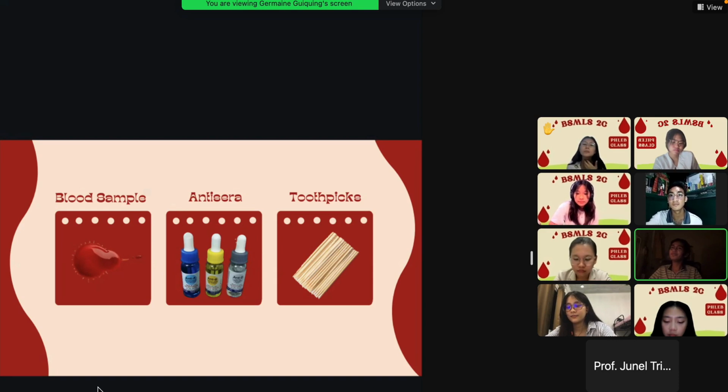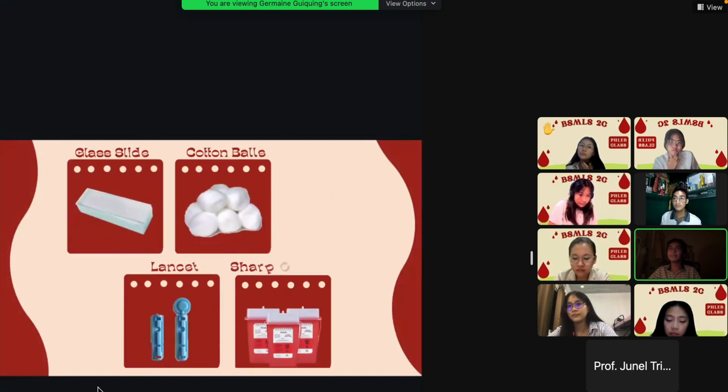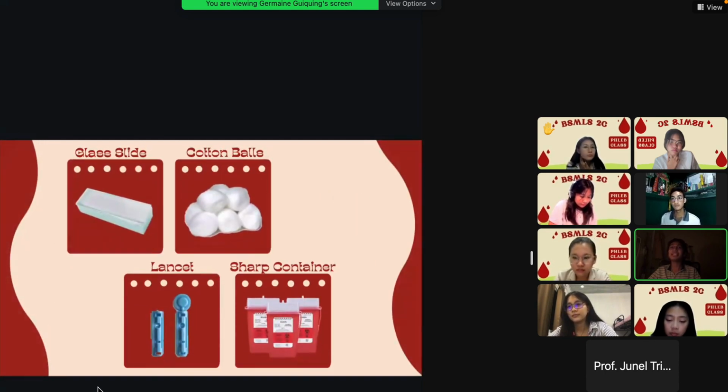And then, we have toothpick. So, ginagamit natin siya kapag mag-mix tayo ng blood sample with the anti-sera. Next slide. Next, we have glass slide. Doon natin nilalagay yung mga sample natin. We also have cotton balls. Yun yung ginagamit natin para ma-stop yung bleeding sa patient natin. Lancet, we use that to prick our patients. And lastly, sharp container. Doon tayo nag-dispose.